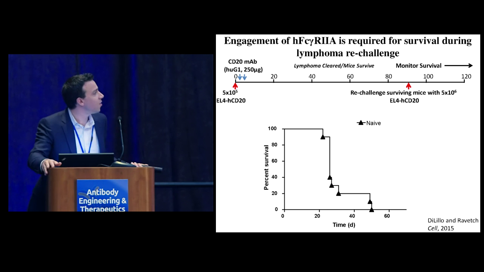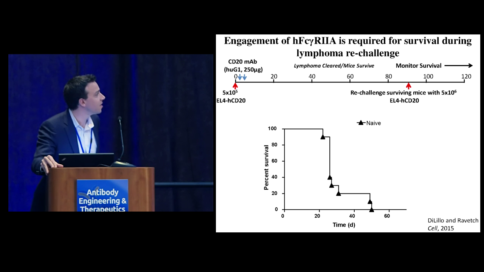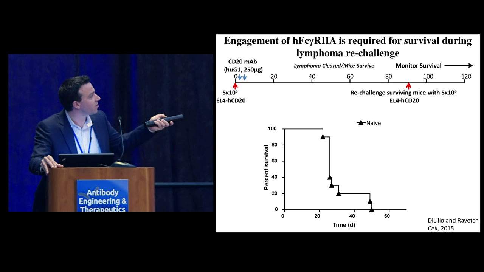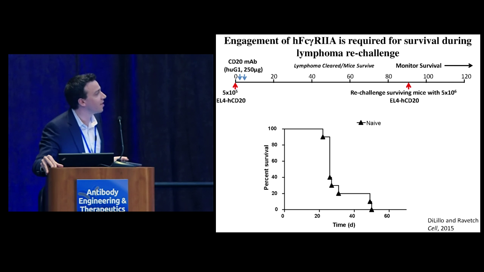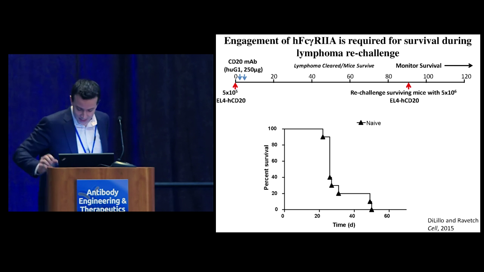And so finally, what about the vaccinal effect? What human FcRs are mediating the vaccinal effect? Well, in order to do this, again, we used our same model, giving the EL4 cells and human IgG1 variants of antibody, allowing the mice to rest, and then re-challenging 90 days later.